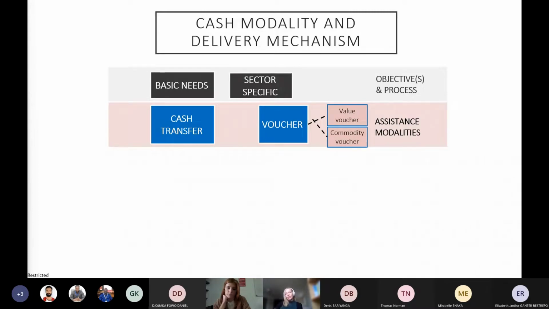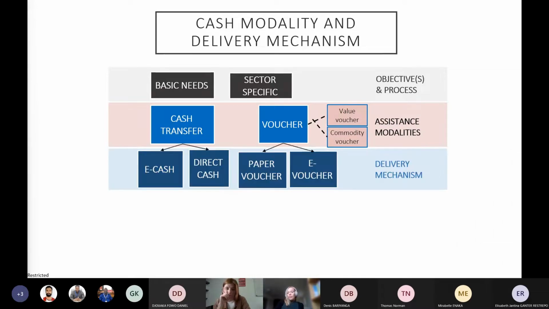A commodity voucher, I generally don't consider a cash modality because it just means that we put on either an electronic device or a piece of paper that they can go and buy, for example, 50 kilos of maize. So we're basically just asking people to pick up the in-kind items at a shop instead of a distribution site.